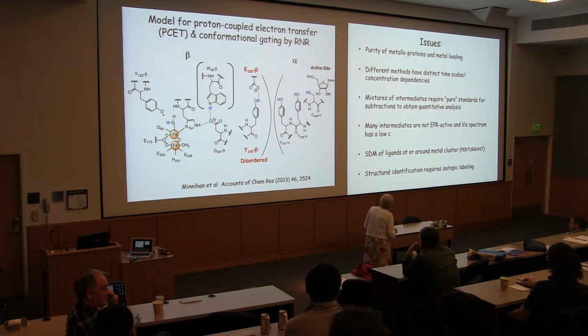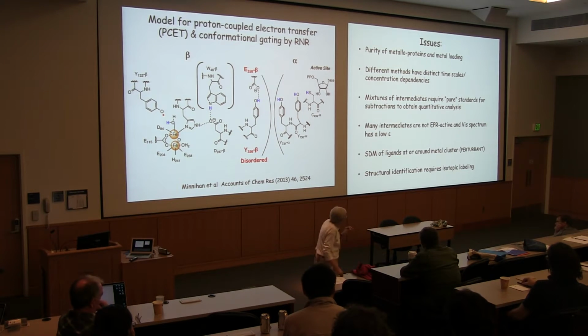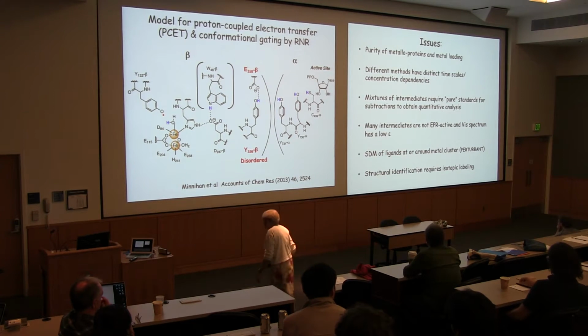You can perturb the system with mutagenesis. And in the RNR system, when you perturb with mutagenesis, really all hell breaks loose. In other words, you get a lot of reactions going on simultaneously, which makes the analysis even more challenging. And you have to isotopically label.